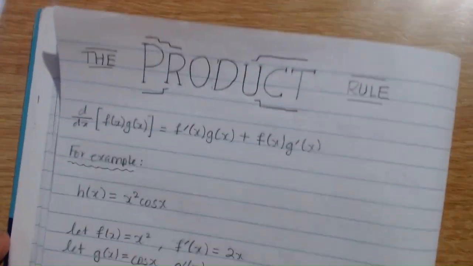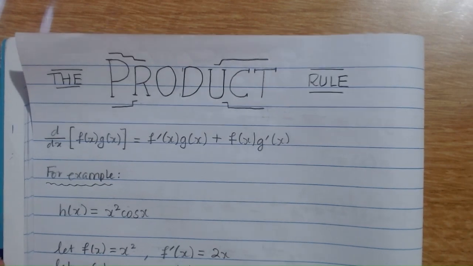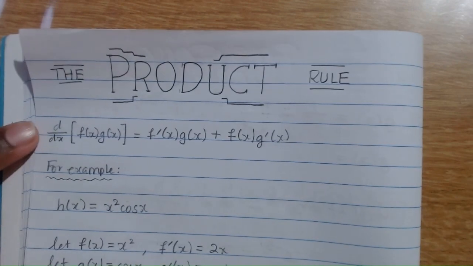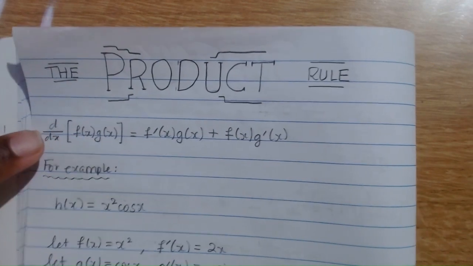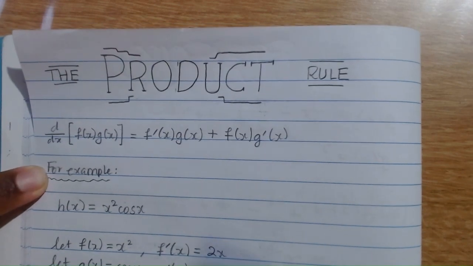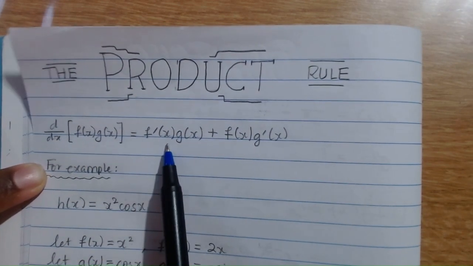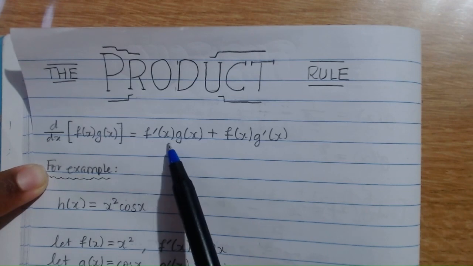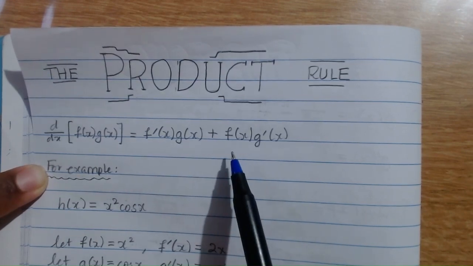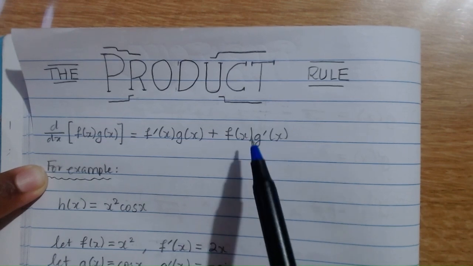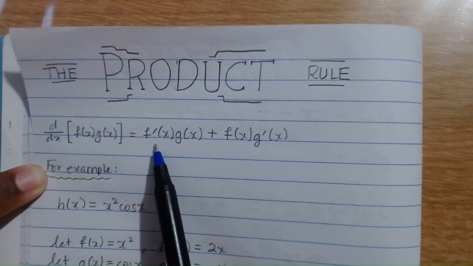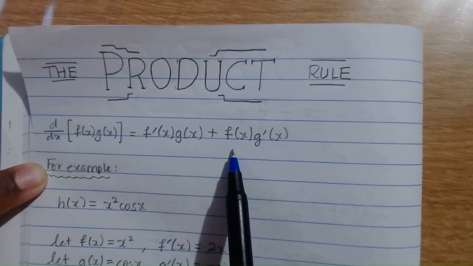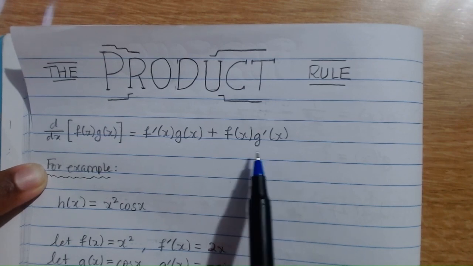Alright, I have the product rule here. The product rule is useful when you have a function which can be expressed as the product of two other functions. So we have d/dx of f of x times g of x, and the product rule states that that derivative is equal to f prime of x. Remember, f prime of x is simply the derivative of the function f. So f prime of x times g of x plus f of x times g prime of x. So the derivative of the function f times the normal function g of x, plus the original function f of x times the derivative of g of x.